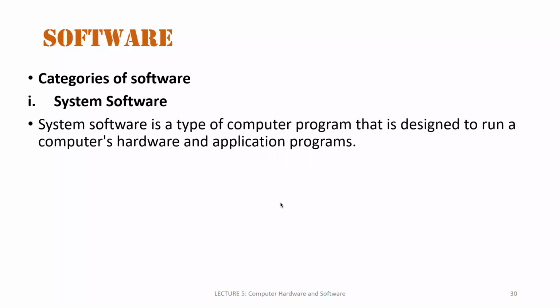That is what is called the software. They are categorized into system software, application software, utility softwares, and we also have programming softwares and so on. Let's start with system softwares. The system software is a type of computer program that is designed to run computer hardware and application programs. Application programs are the ones like Microsoft Suite, specifically Word, or you can have browsers and so on. All those are application softwares.